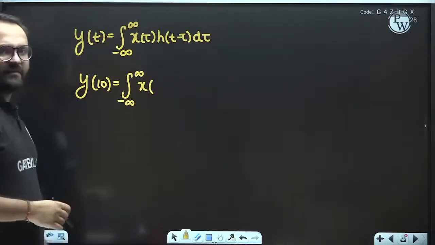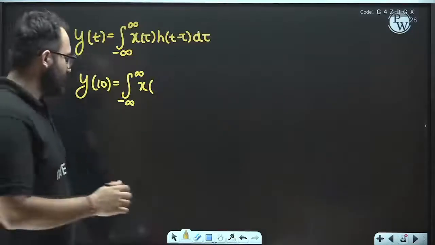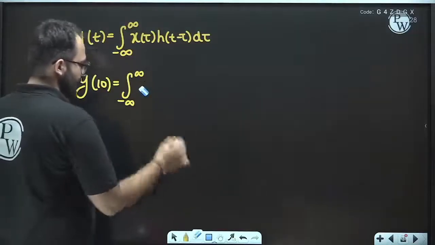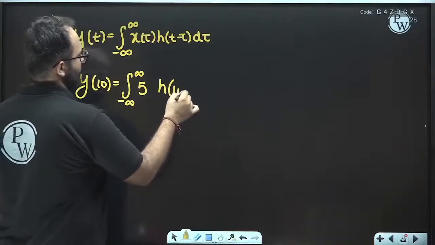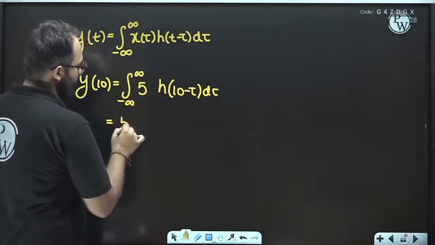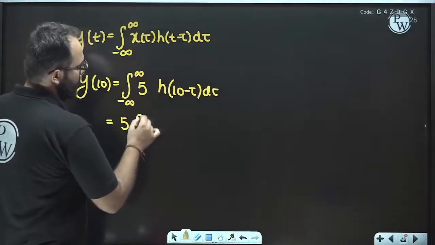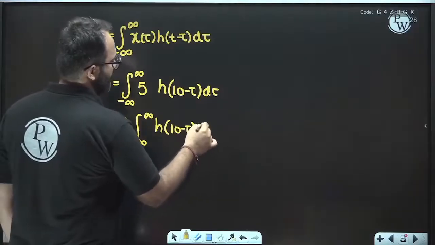y(10) is the integral from minus infinity to infinity. x(tau) is a constant signal, 5. So we can keep it outside. So this will come out as 5 times the integral from minus infinity to infinity of h(10 minus tau) d tau.